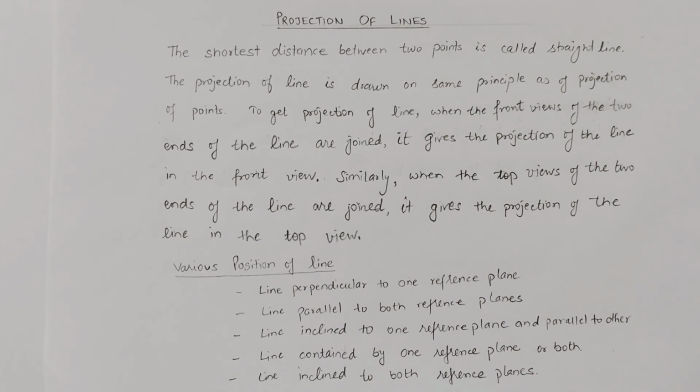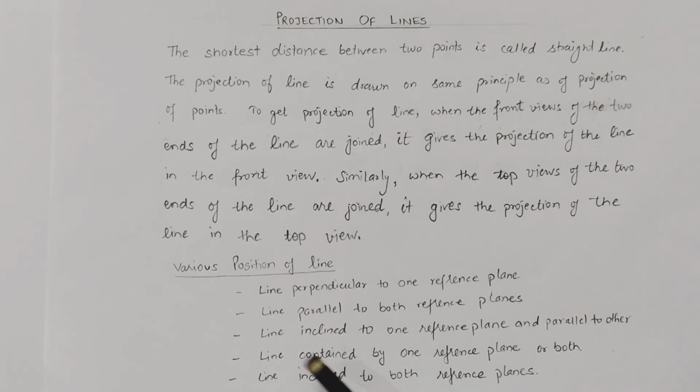Similarly, when the top views of the two ends of the line are joined, it gives the projection of the line in the top view. So there are various positions of the line in space.